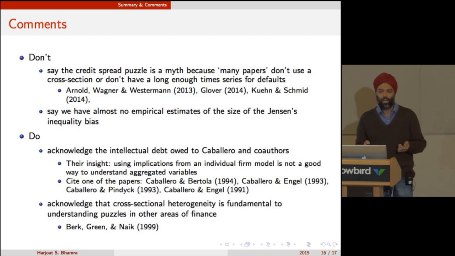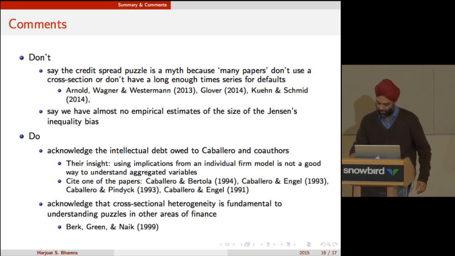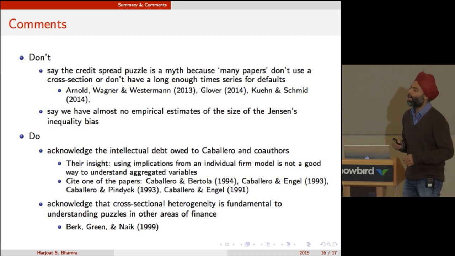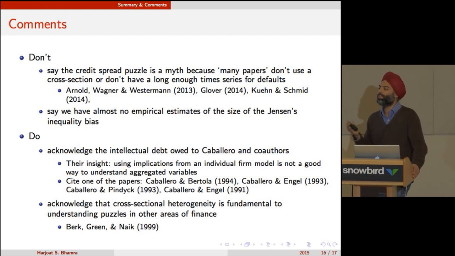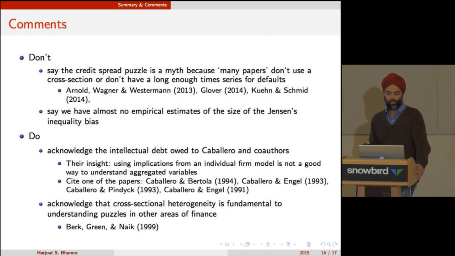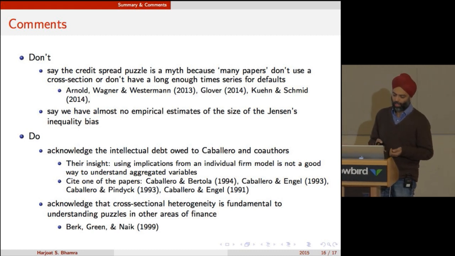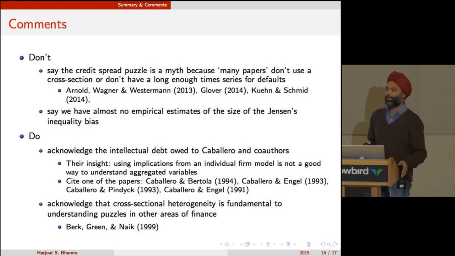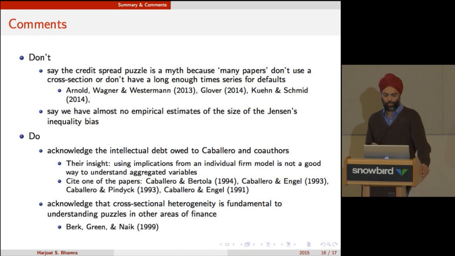So a few other comments. I don't think it's wise to say the credit spread puzzle is a myth because many papers don't use a cross-section or don't have a long enough time series for default. In addition to the work I've done, other people have done work using the cross-sectional approach and being careful about estimating default probabilities. And it doesn't make sense to say we have almost no empirical estimates of the Jensen's inequality bias. If you read these papers and simply take the ratio of two numbers, you'll be swimming in estimates for this bias.